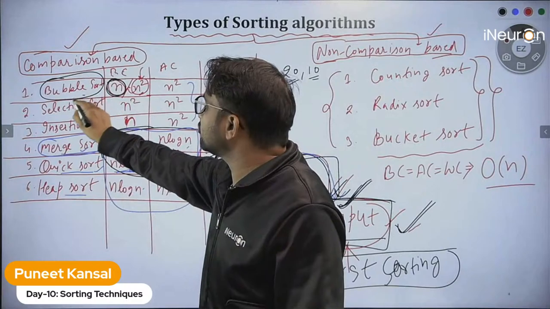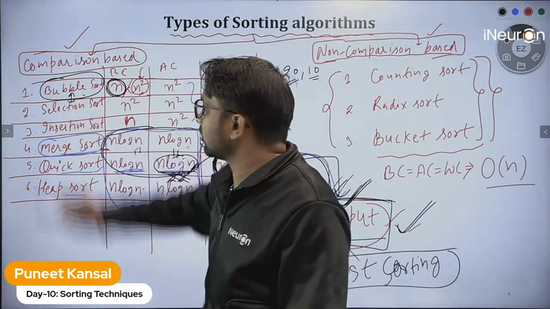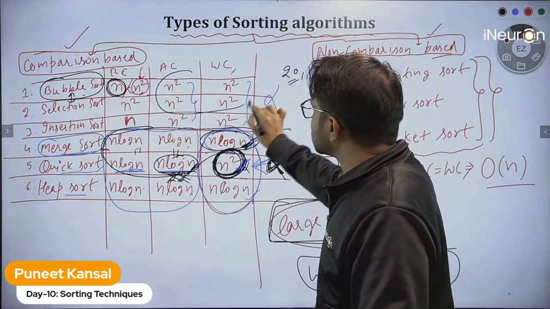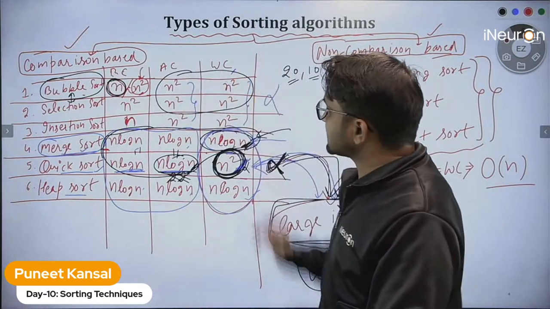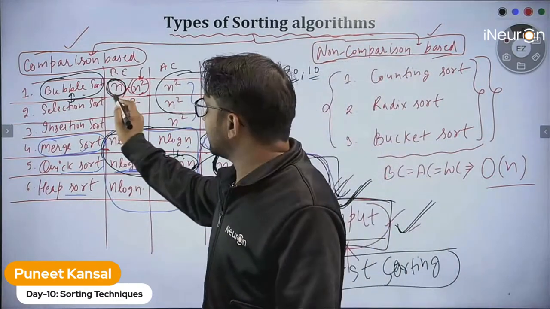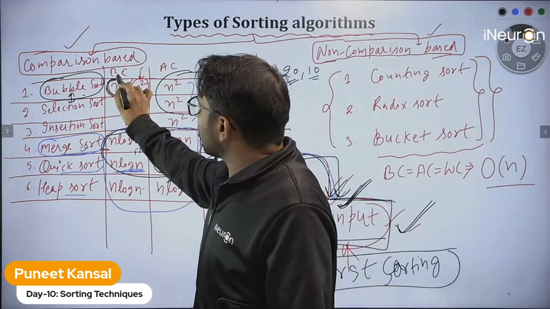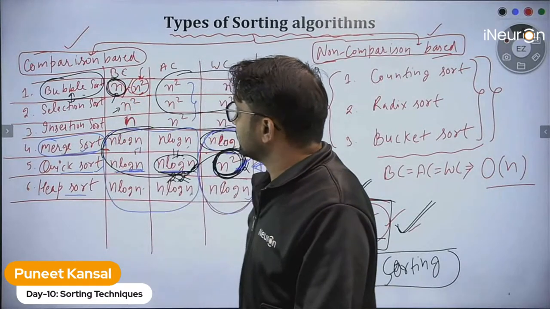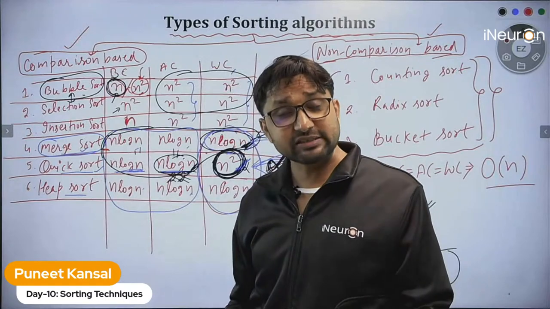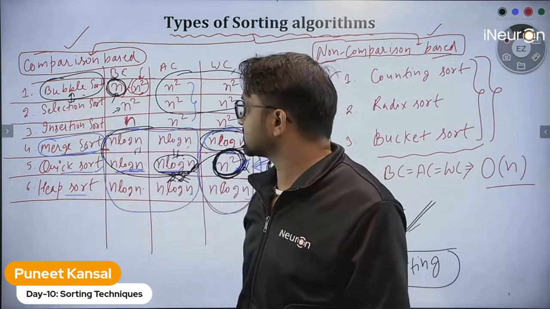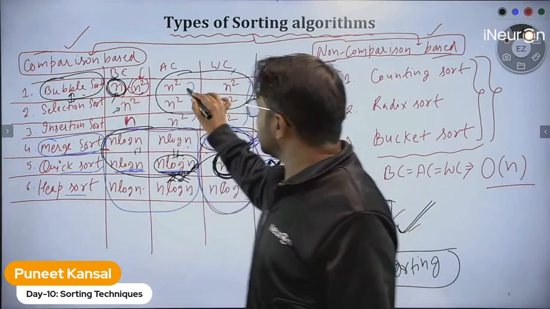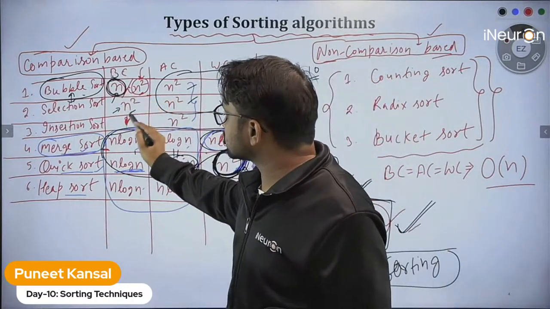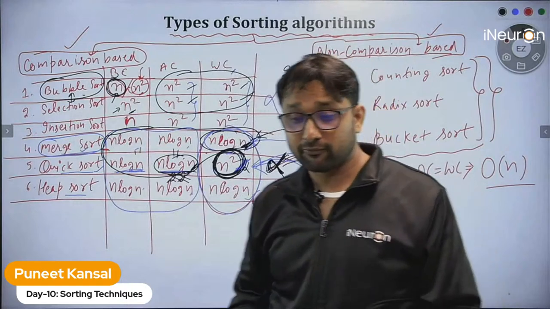Usually we compare bubble sort with selection sort because these two are the same in average case and worst case. Then we compare them. If we talk about the best case, then this is taking n time and this is taking n square. And still we are saying bubble sort is the worst. These are matching. This is taking n time, this is taking n square. Still we are saying that bubble sort is the worst one.